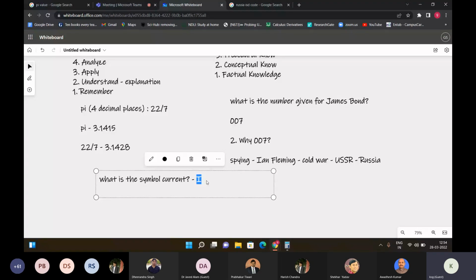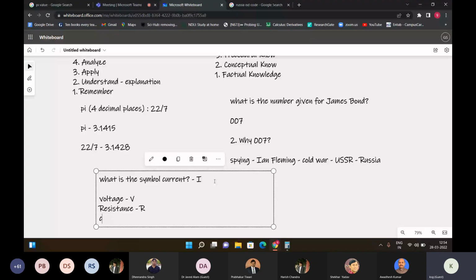Now we asked a question: we know that voltage is represented by V, and resistance is represented by R. If that is the case, current should be represented by C, but it is not represented by C, it is represented by I. When we asked this question, no student was able to give the correct answer.